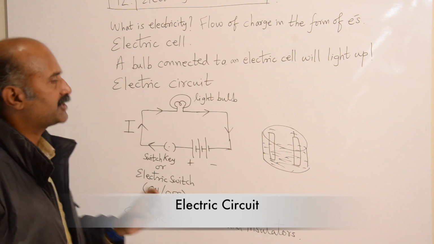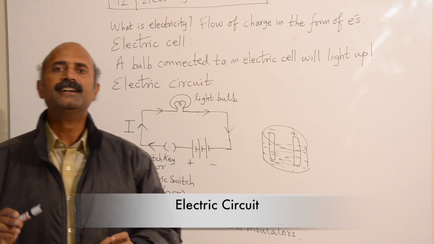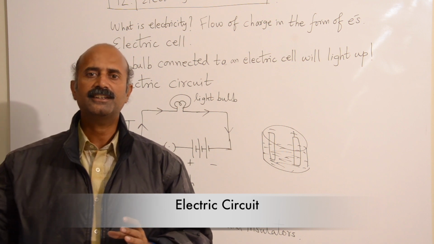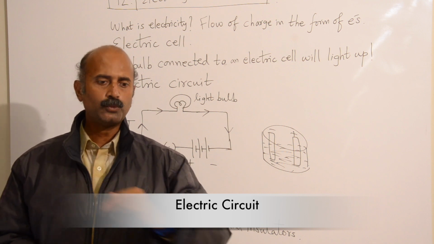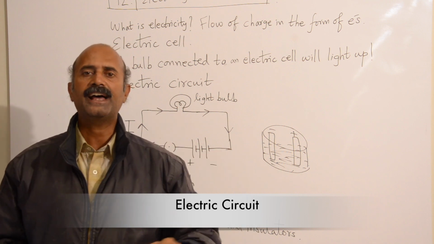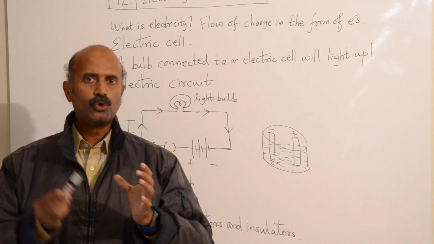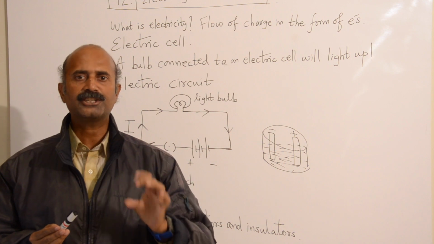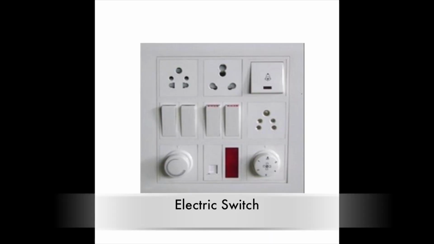Now, electric circuit. What do you mean by electric circuit? An electric circuit is a pathway where the electric current is supposed to travel. The path where the electric current travels is known as an electric circuit. To control the opening and closing of the electric circuit, we need a particular device known as the electric switch, also known as the switch or the key. So normally we have the switch, in the off version or the on version.